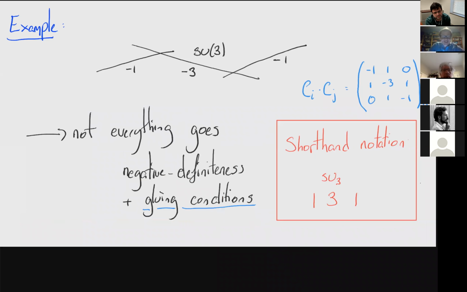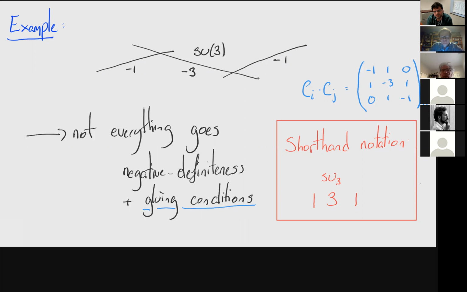Let me give you an example, and try to make this as straightforward as possible. I can take 3 curves and have them intersect in a line like this. I can choose their self-intersections to be -1, -3, -1. Then you see the intersection matrix looks like this, and it's easy to look at this intersection matrix and see that it is negative definite.